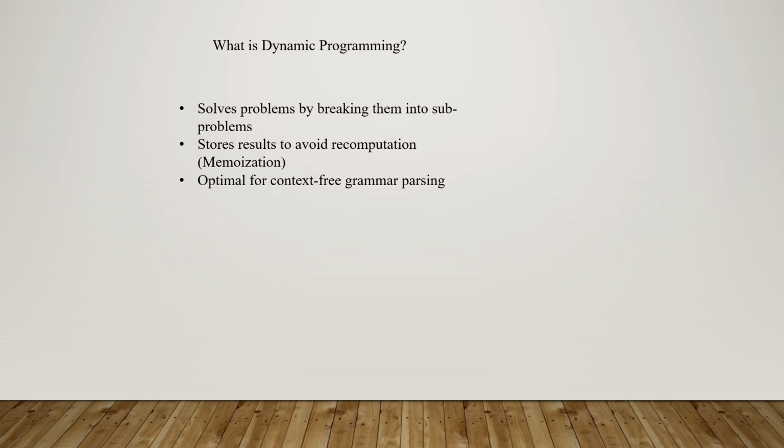So the next one is, what is dynamic programming? As we know, it solves problems by breaking them into subproblems and storing results to avoid recomputation, which is optimal for context-free grammar parsing. Dynamic programming, or DP, is a method where we break a problem into smaller parts, solve each part once, and store the result. If we need the same result again, we don't recompute, we reuse it. It saves time and makes parsing efficient.